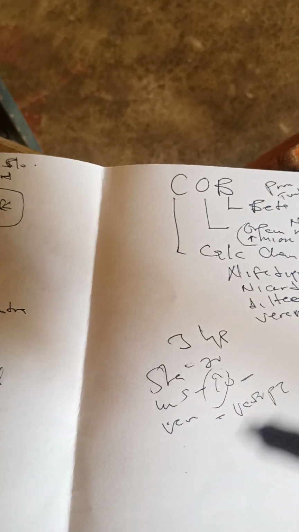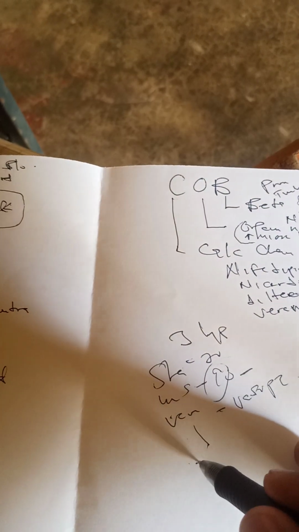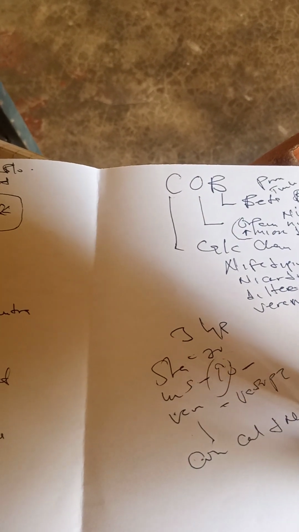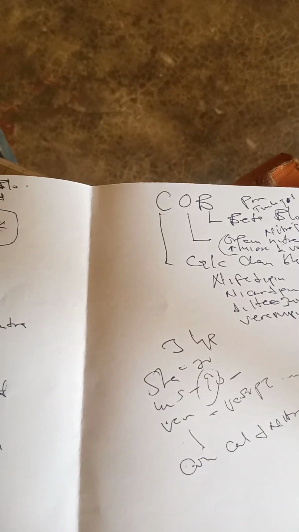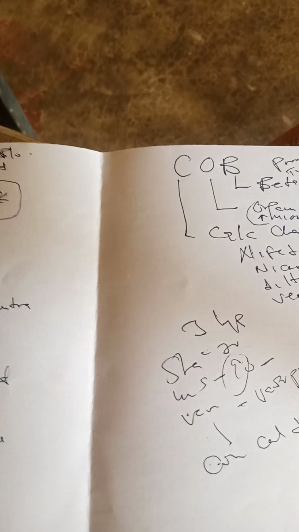So now, in the treatment of variant angina, we can combine two drugs. We can combine calcium channel blockers and nitrate drugs to treat variant angina. These drugs have side effects.